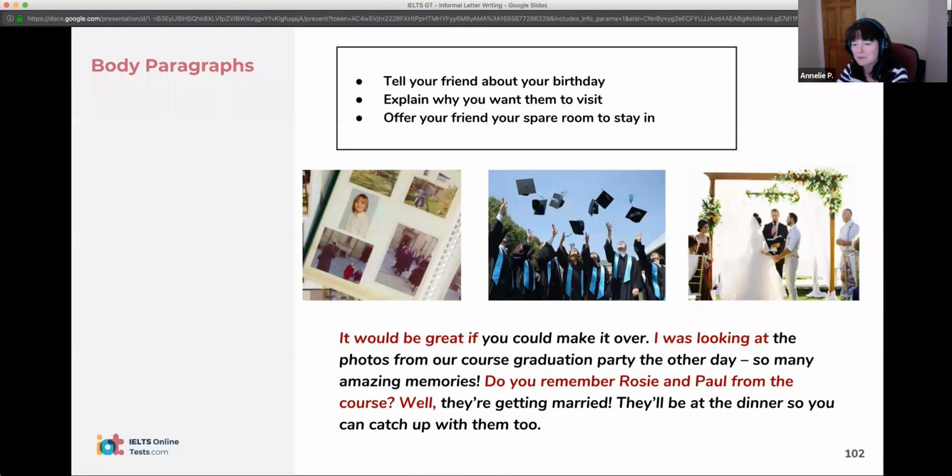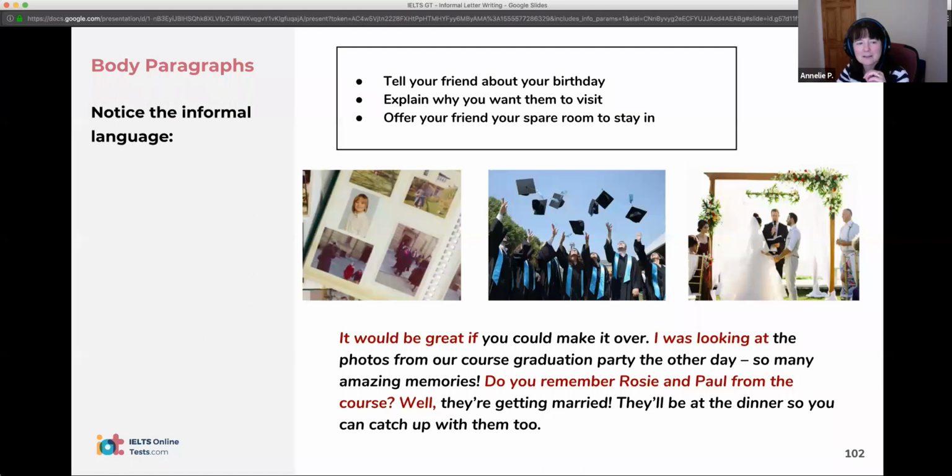Yeah, exclamation marks, very good. Use exclamation marks in the informal letter only. It's the only time in the writing you're going to be able to use that. Okay, yeah, getting married. Anything else?